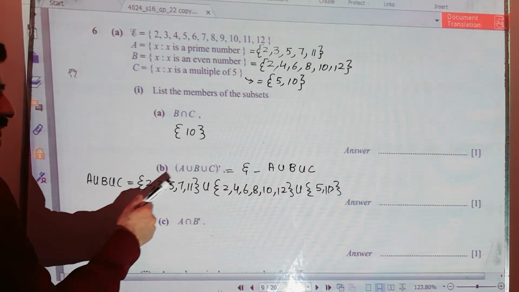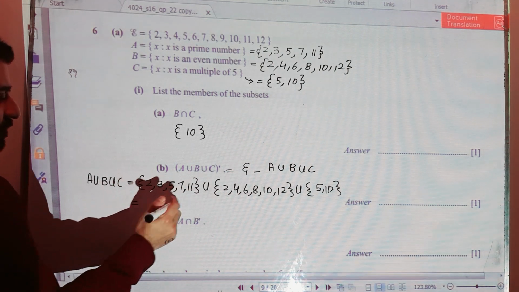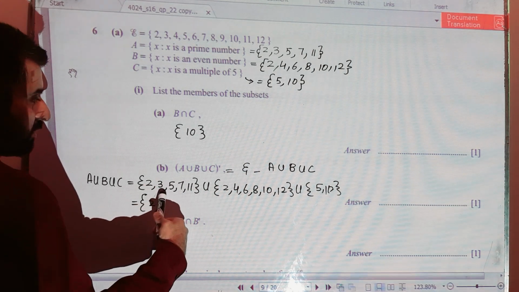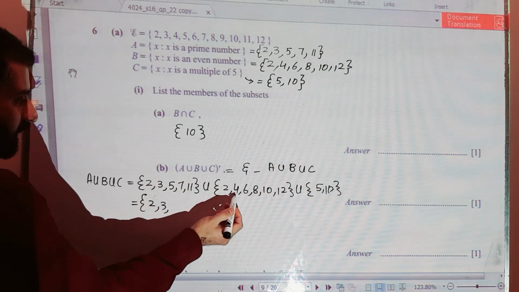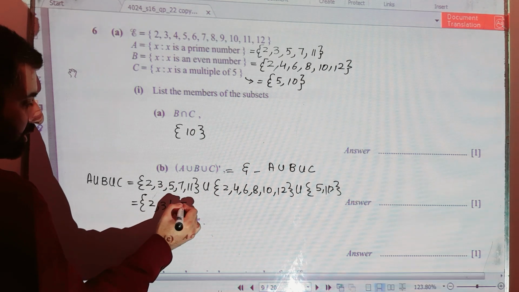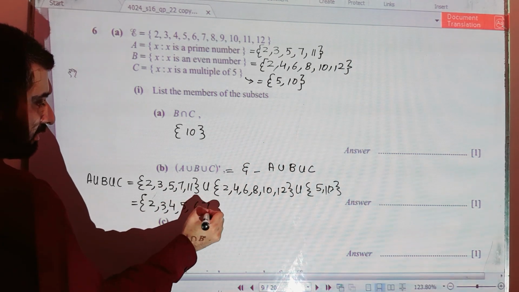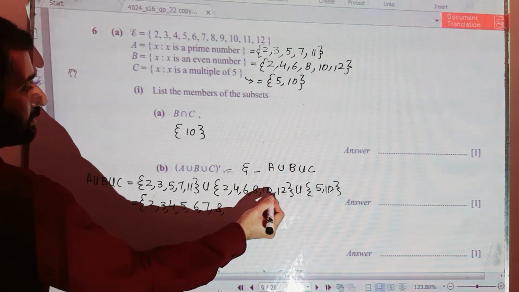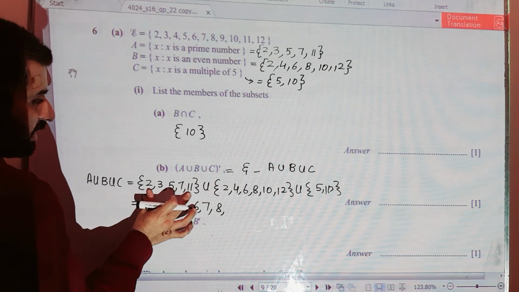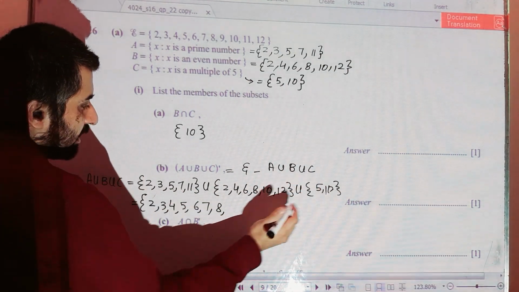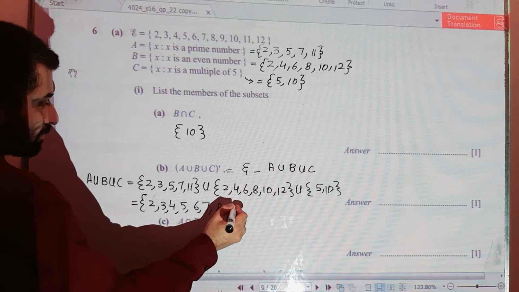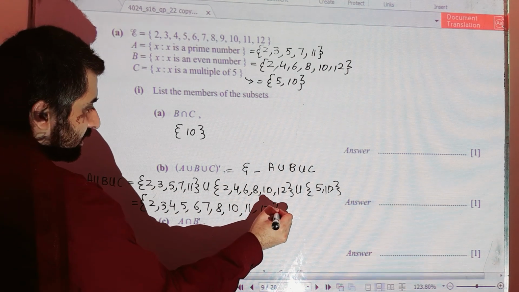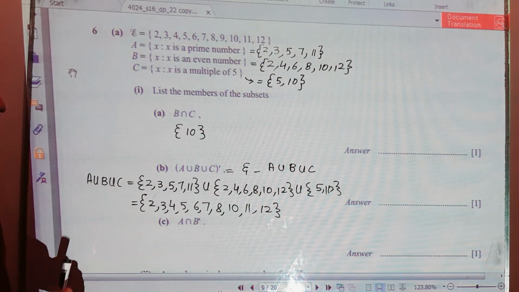Your answer: 2. You need not write this 2 twice, just write it once. Then we have 3, which is present over here, so write it down. 4 we have over here, 5, 6, 7, 8 over here. We don't have 9. Then 10, then we have 11, and then we have 12. So this is the answer for A union B union C.